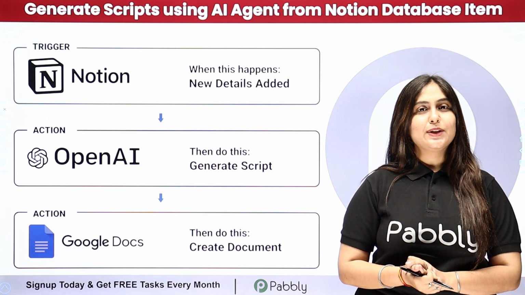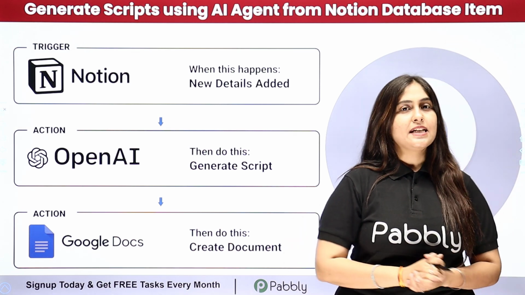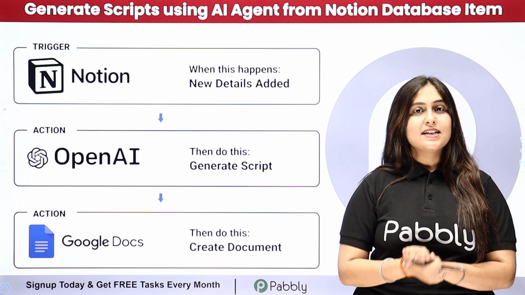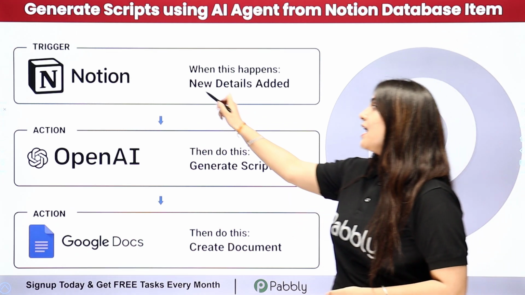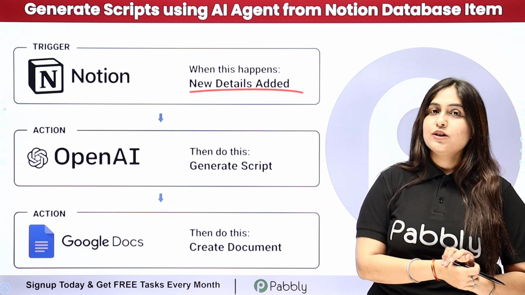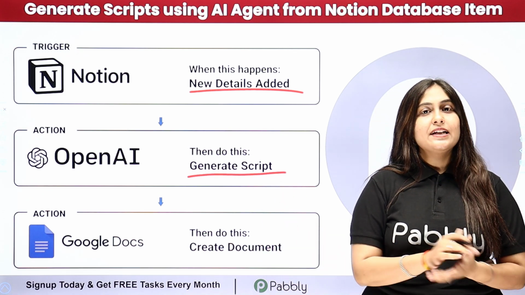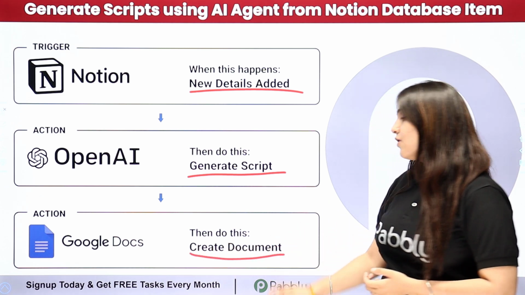In this video we are going to understand how to generate scripts using an AI agent from a Notion database item. As a content creator, I store my content ideas in my Notion database, and my objective is that whenever a new idea is added in my Notion database, then automatically using the details, OpenAI should generate the script, and after generating the script, that script should automatically be created as a new document in my Google Docs account.